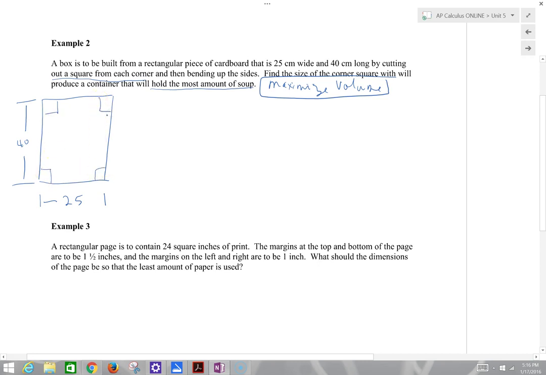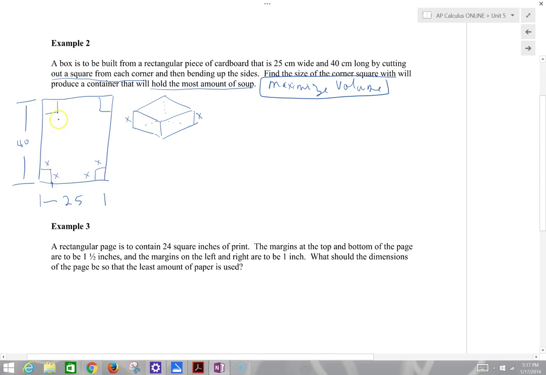We don't know what that is, but we're trying to figure out what that would be to maximize the volume. So this would be x, all the way around there. And then we fold up the sides. We get something like that. And this is the height of x. We just need to figure out what the side lengths will be.